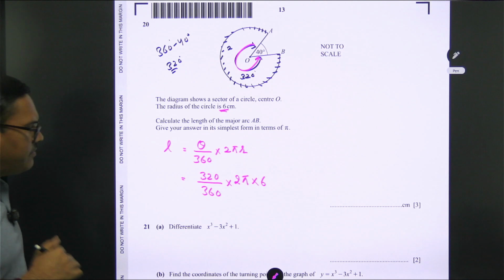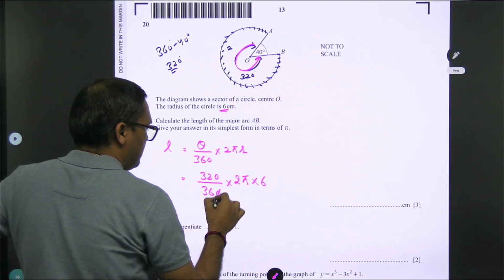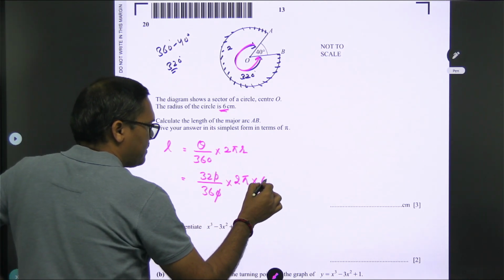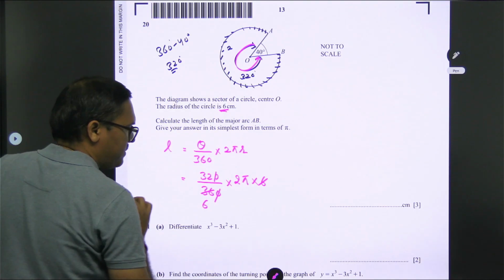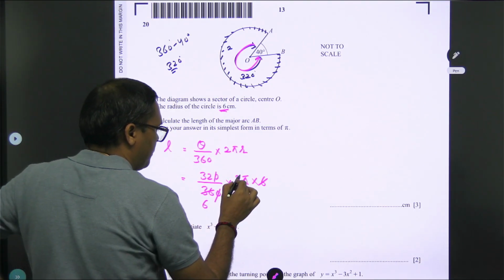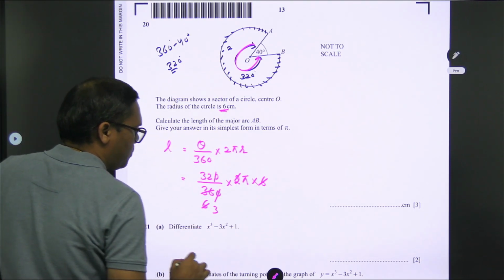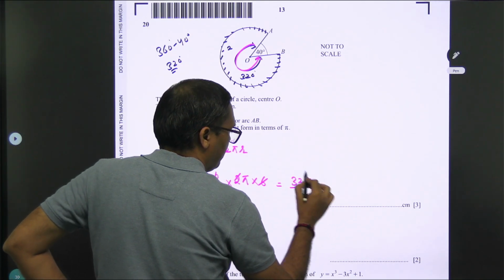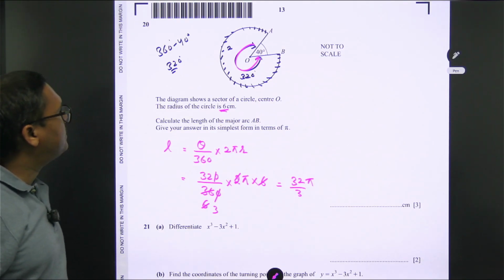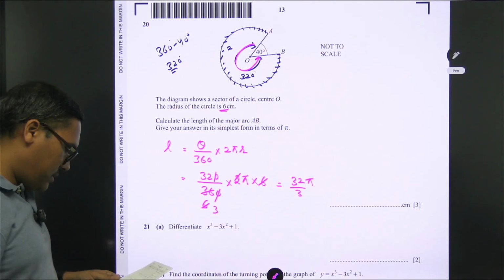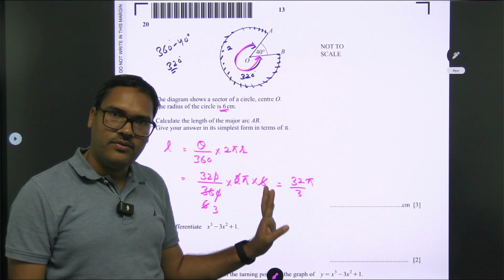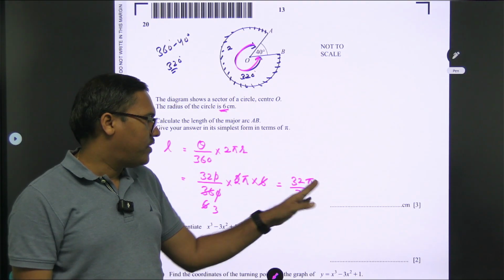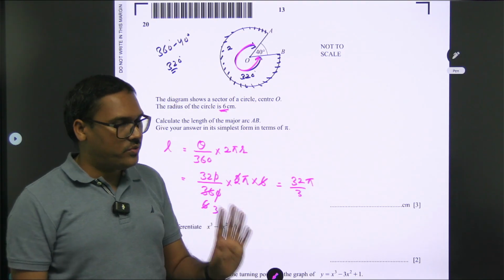Okay. So now you can just simplify this. So you can see this is cancelled. I can cancel this 6 and 36 also, which is 6. And this is, you can say 3 also. So what is remaining? 32 by 3 and pi. So that is the answer for this question. Question number 20. You can see this is 32 pi by 3. You can convert into decimal, but it's okay. Even if you write 32 pi by 3, that is also considered correct answer.